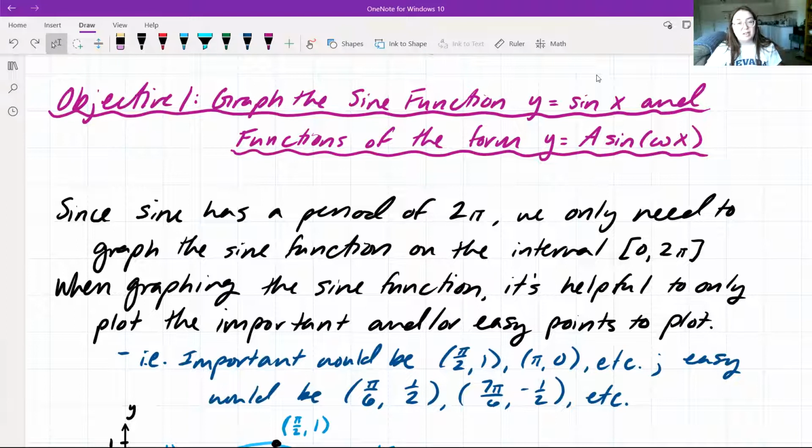So important points would be things like pi over 2, 1, or pi, 0, etc. Anything that has that max or min value of 1 or negative 1, and any time the function crosses the x-axis or has a value of 0. So those would be our important points. They're also easy points, but they're very important. Easier points that may not be quite as important, but because they're easy, are easier to graph. Those would be something like pi over 6, 1/2, or 7 pi over 6, negative 1/2, things like that.